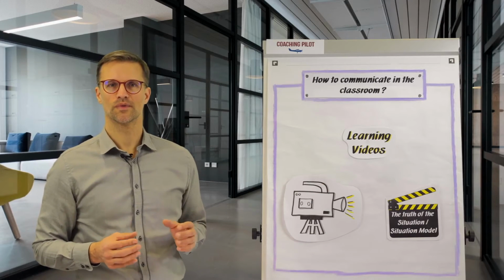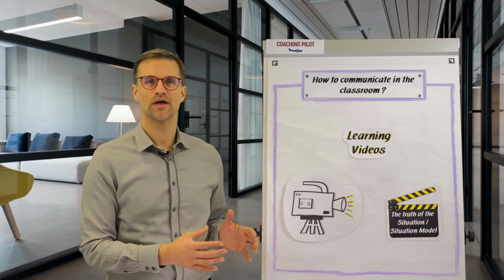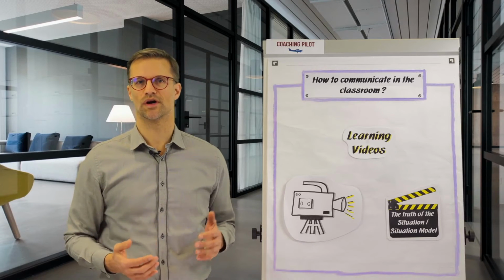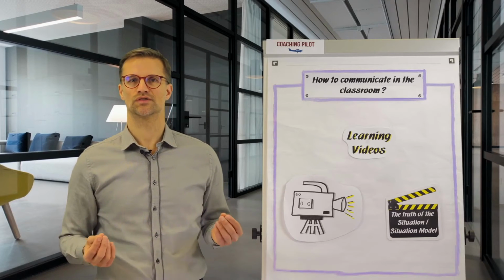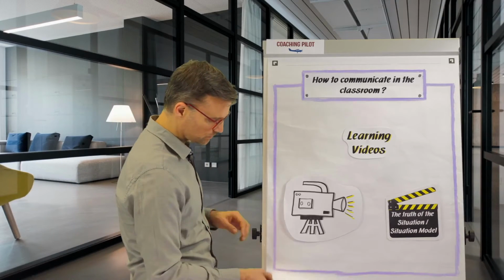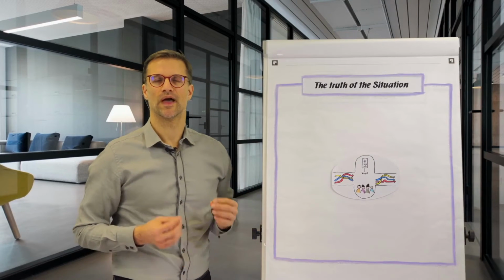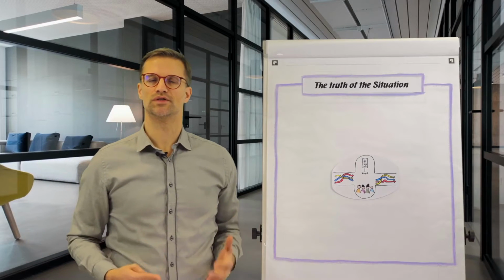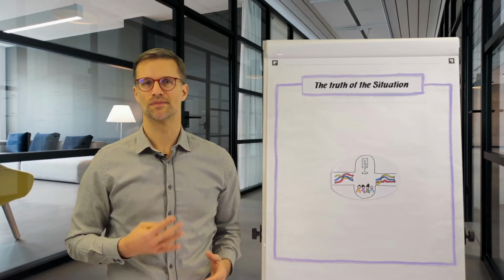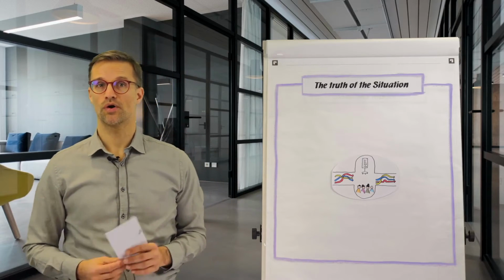Let's have a look at the model, which is used at the beginning of a seminar and also during the seminar to connect one topic to the next. So how does this model work? According to the model, every situation and every teaching situation can be broken down into 4 parts. The first part is called background or reason.